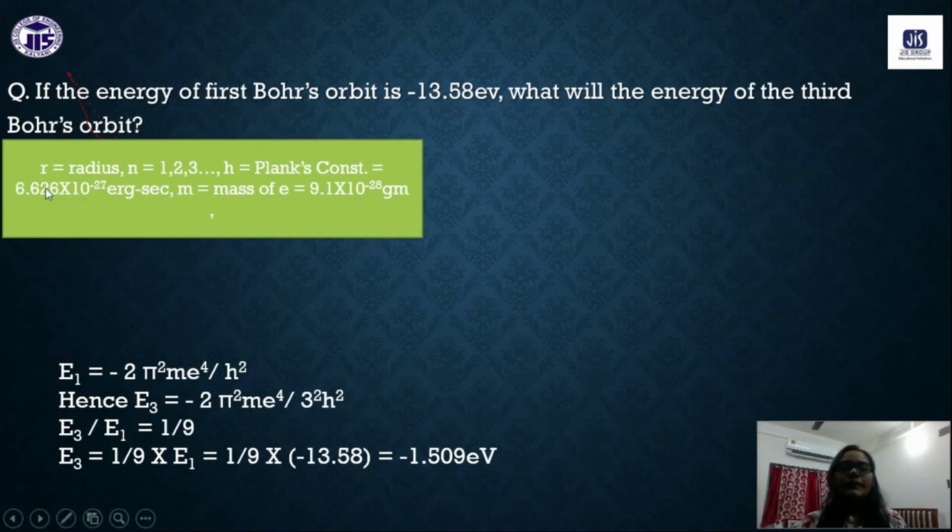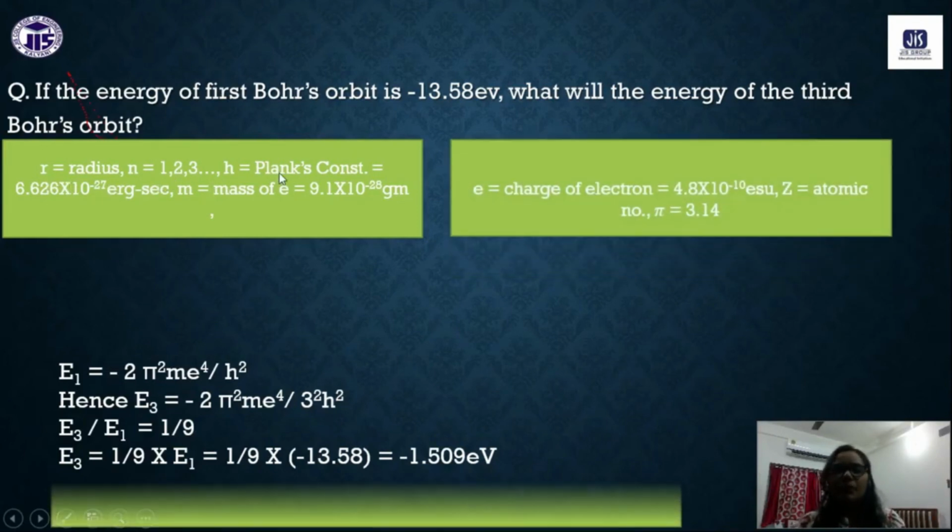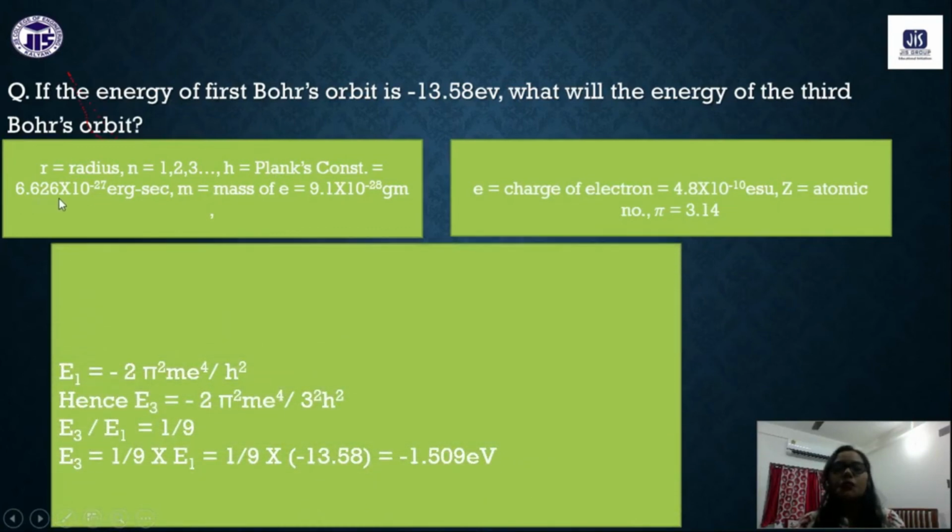So all these things you know, that is r is the radius, n is the quantum number 1, 2, 3, h is the Planck constant, that is 6.6236 into 10 to the minus 27 erg second. m is the mass of the electron, that is 9.1 into 10 to the power minus 28 gram. e is the charge of the electron, that is 4.8 into 10 to the minus 10 ESU. Z is the atomic number, and the value of pi we all know, that is 3.14. And also we know the E1, that is the energy.